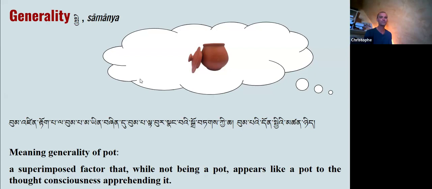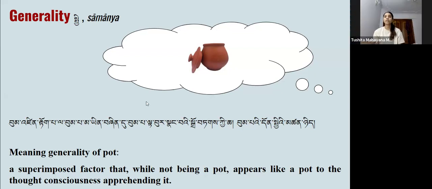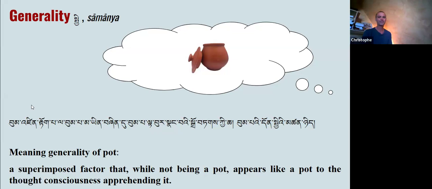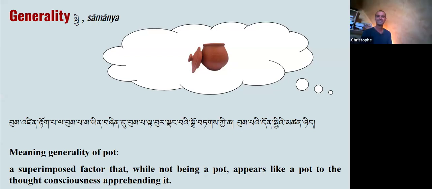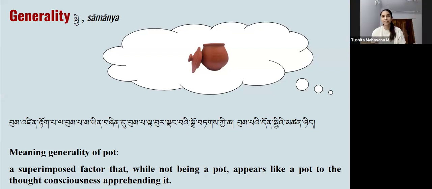So it follows we can posit the definition of a meaning generality of existent: a superimposed factor that, while not being existent, appears like existence to the thought consciousness apprehending it. It follows then that the meaning generality of existence doesn't exist. So we cannot think about existence. No, we can. The thought consciousness of existence exists. So it follows that the thought consciousness apprehending existence is not mistaken. It is mistaken.